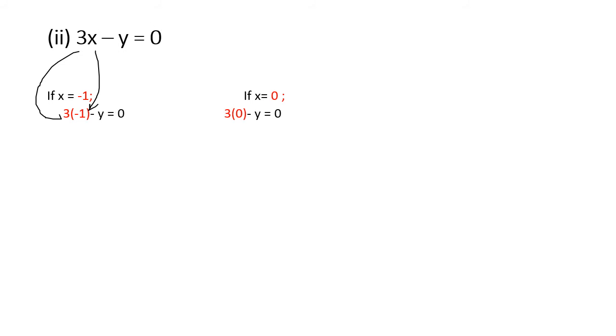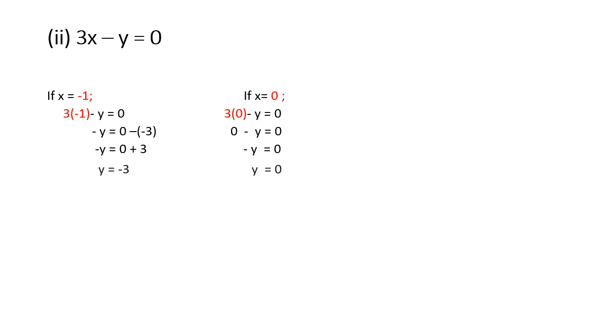Now, after doing this, we solve it and we get the value of y. So 3 into -1 will be -3, minus y, and -3 will go on the other side. Similarly, 3 into 0 will be 0, minus y is equal to 0. So minus y is equal to +3 and minus y is equal to 0. So y is equal to -3 and y is equal to 0. I consider two more values, 1 and 2, and try to solve it. So in place of x, I write down 3 into 1 minus y is equal to 0.